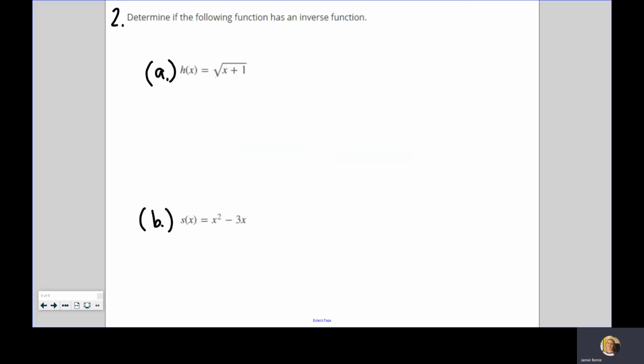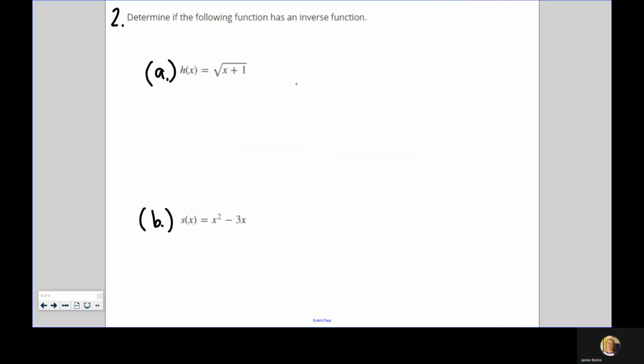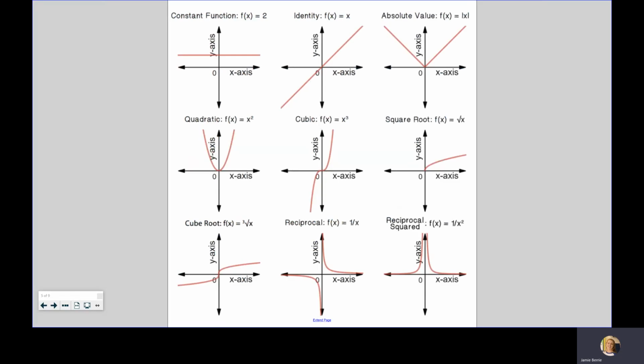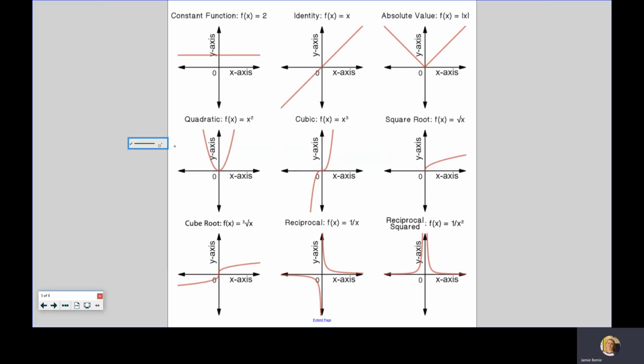So you refer back to the page that I gave you of basic functions. And which one does this look most similar to? Definitely looks most similar to the square root of x, which is right here. So we're just going to look at that graph and determine, does this graph pass the horizontal line test? So could we draw a horizontal line and have it pass through more than once?